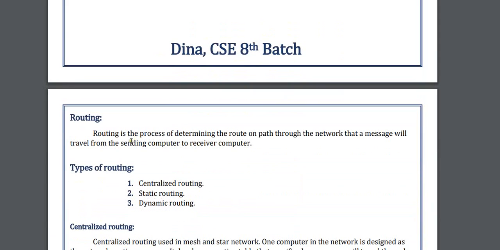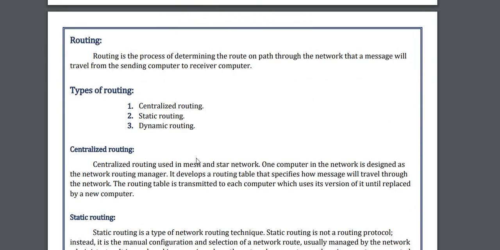Now the routing section. Routing is the process of determining the route or path through the network that a message will travel from one sender computer to the receiver computer. The types of routing are categorized routing, static routing, and dynamic routing.